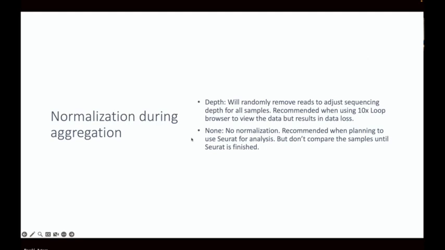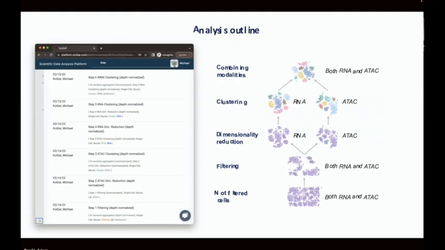A note about normalization. Cell Ranger aggregate offers either depth normalization or no normalization. Depth normalization will adjust sequencing by removing reads from the better sequenced experiment. So you can use it if you want to look at the immediate results on the Loupe browser, for example. But it obviously results in data loss. If you are planning to use Seurat for your normalization and integration of the data, then you should skip normalization.